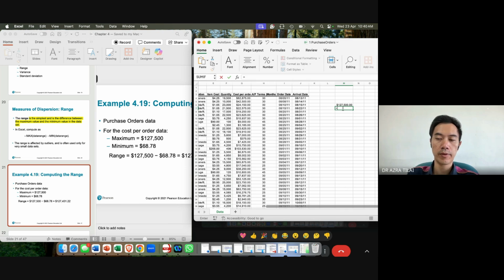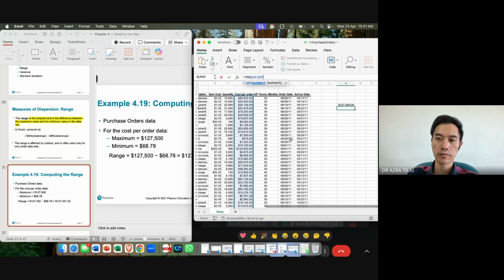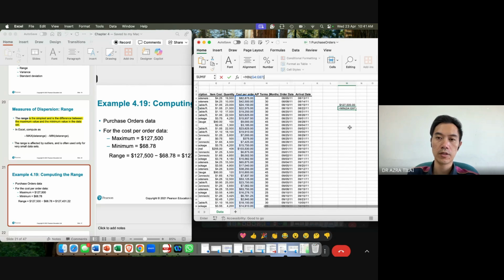So we'll press the equal sign, which is on the right-hand side of your keypad, and click minimum, MIN, using your mouse or your pad. Then you also go ahead and select all of this, which is in column G, and now you close the bracket.